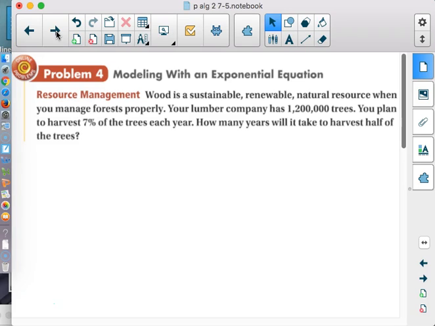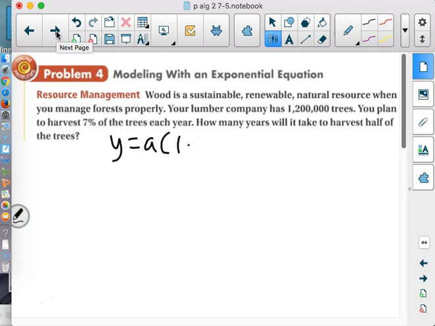When you harvest, are you adding to the trees or are you subtracting? So we're going to have to go back to a little formula that we used when we needed decay or depreciation, because this is the formula that actually removes things. So let's see. It said you started with 1,200,000.